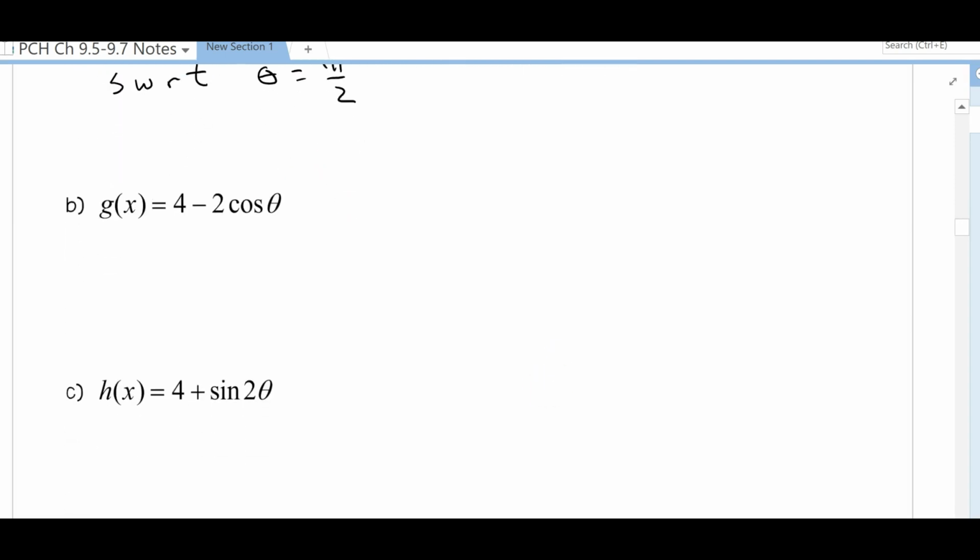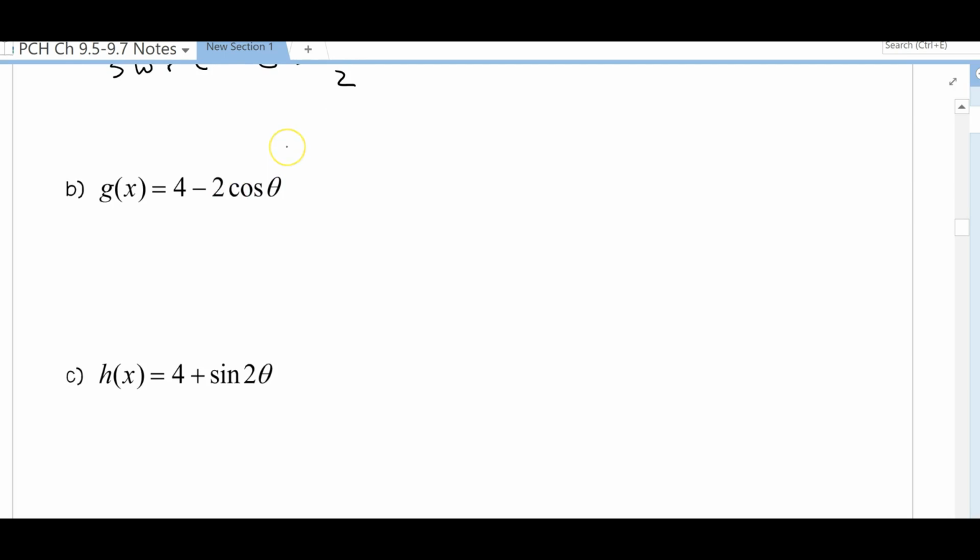In our next example, we've got 4 minus 2 cosine theta. So here's my cosine theta. Notice there's no coefficient here. So we know that this is going to be symmetric with respect to the polar axis.